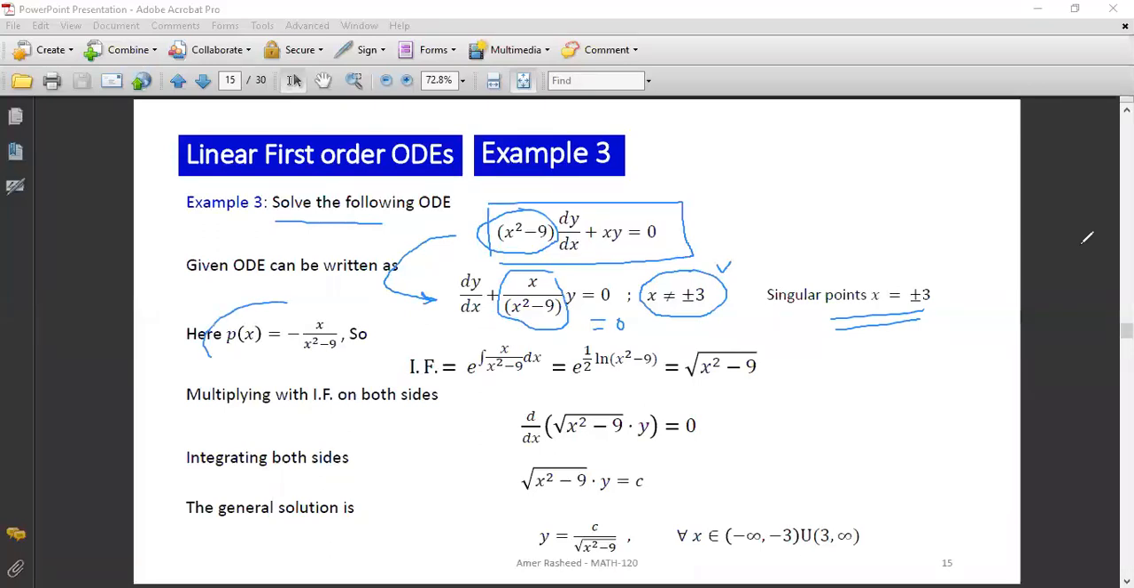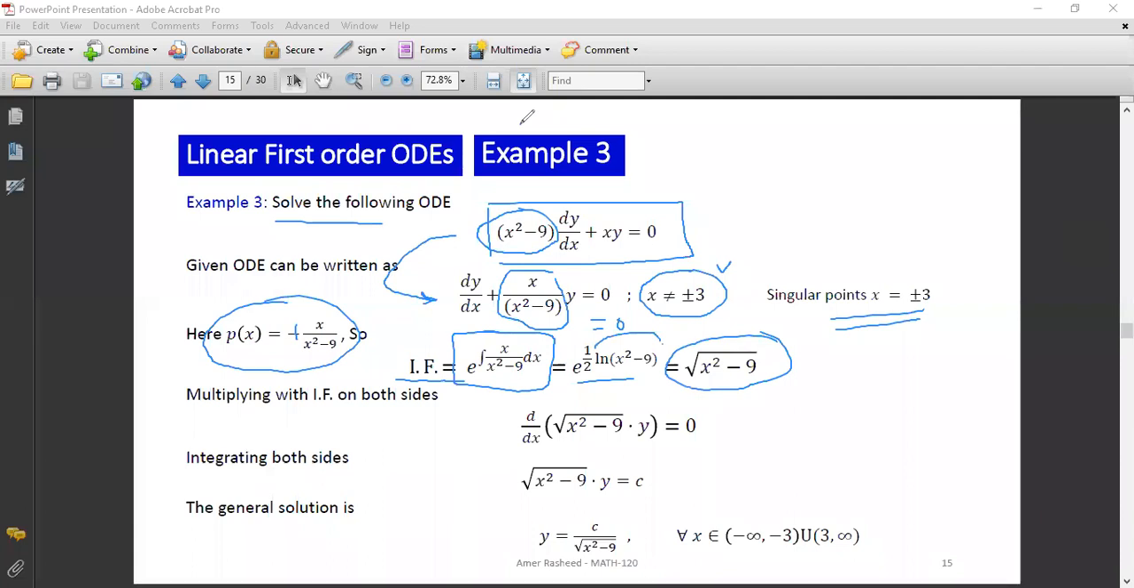Now we can see that p of x is this thing with the positive sign. With the positive sign here, there's a typo. So we can find the integrating factor by calculating this expression, which is e raised to the power integral p of x. After integration, we obtain e raised to the power 1 by 2 log of x square minus 9. So we can take 1 by 2 on the power here, and e and log can be cancelled, and we get this integrating factor.